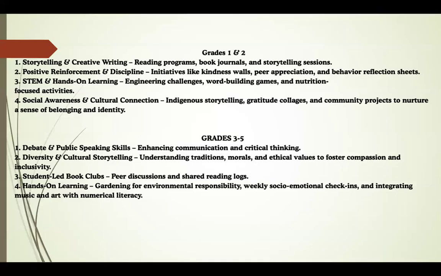And grade 3 to 5, the first one is debate and public speaking skills. Here comes enhancing communication and critical thinking. Here you can ask how third standard children can give a debate. You can give a small topic, talk about animals, like carnivorous animals, omnivorous animals, herbivorous. Like that, you can give topics and make the child speak out. When they speak out, they will not have that communication problem in front of others on the stage.